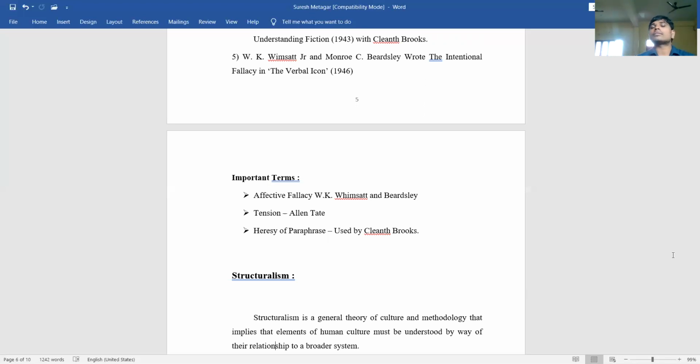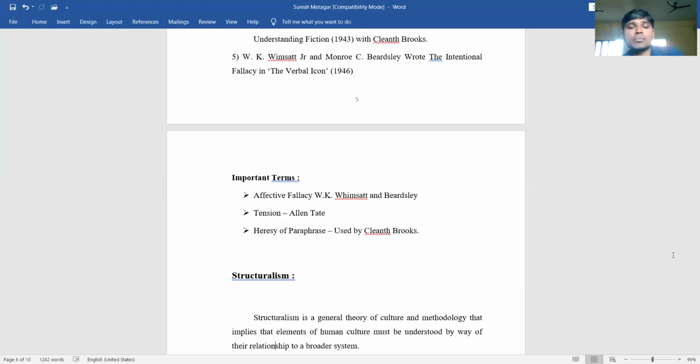Then we have another term called tension, which was used by Allen Tate for the first time. Tension means the oral quality of a poem. He claims it is a balancing power, the tension among the different forces of that language: images, symbols, paradoxes, irony. These are different forces in a poem. They create a kind of tension that balances and gives meaning to the poem. That's what tension is according to Allen Tate.